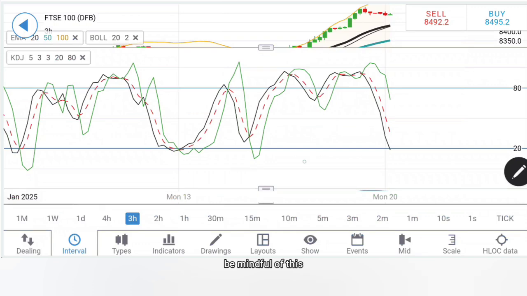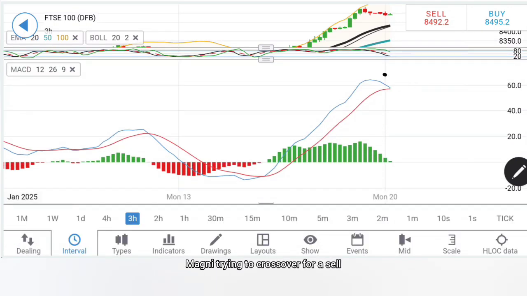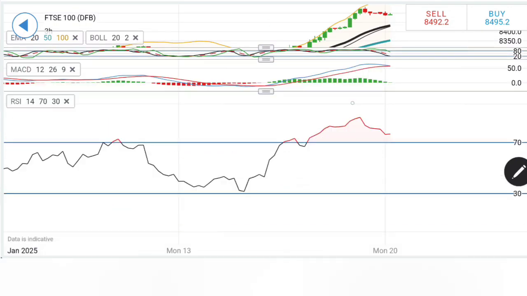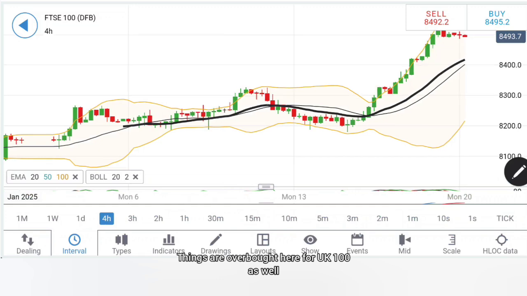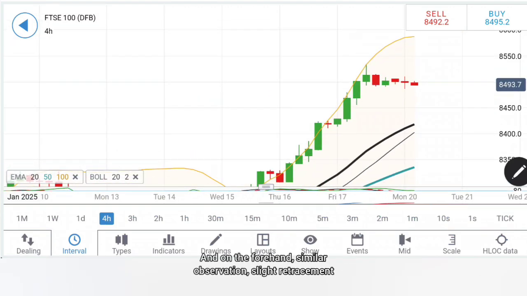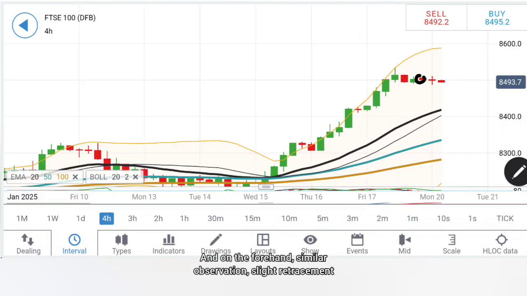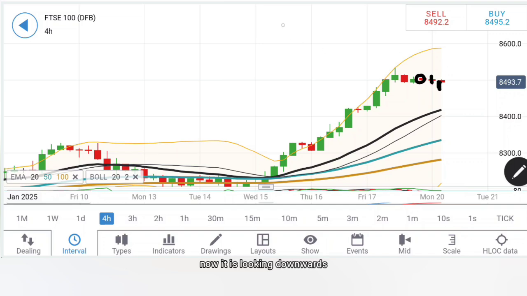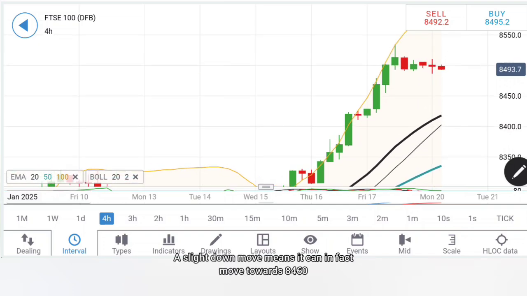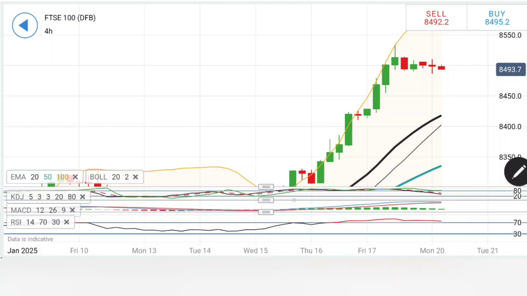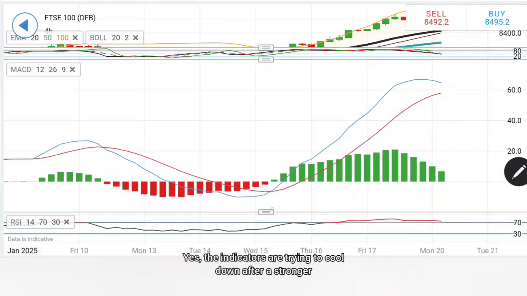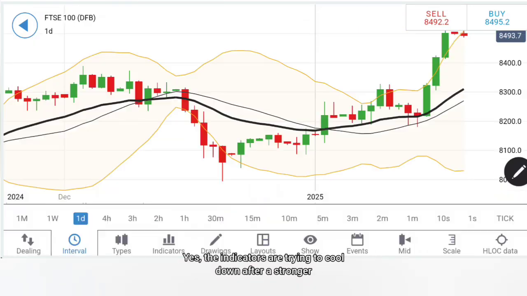Be mindful of this. Stochastic at bottom, MACD trying to cross over for a sell. RSI overbought. Things are overbought here for UK 100 as well. And on the 4-hour, similar observation, slight retracement. See, swing is created and now it is looking downward. So possibility exists that we may see a slight down move. A slight down move means it can in fact move towards 8460, 8440, or in fact 8420, 8400 levels as well. Yes, the indicators are trying to cool down after a stronger run here.